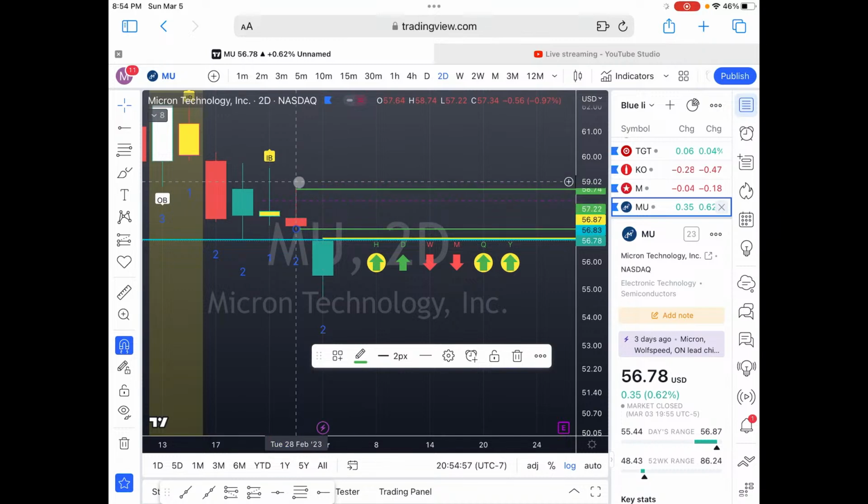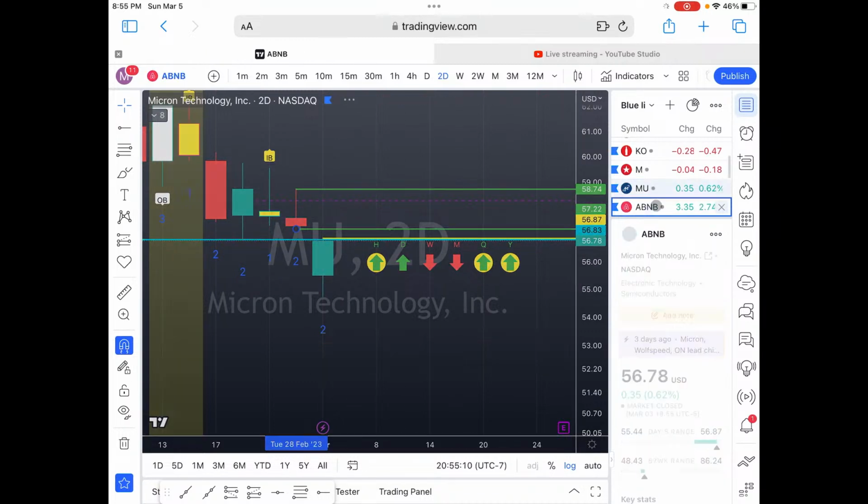Now, if this was higher up and there were other wicks to fill in, we could put our targets there as well. Hopefully, you guys all follow with that. But that's the setup on Micron. We'll look for calls there with a 2-2 reversal on MU.